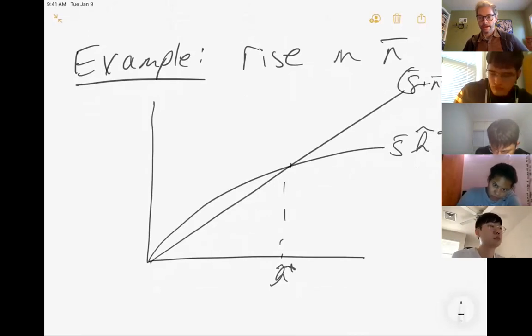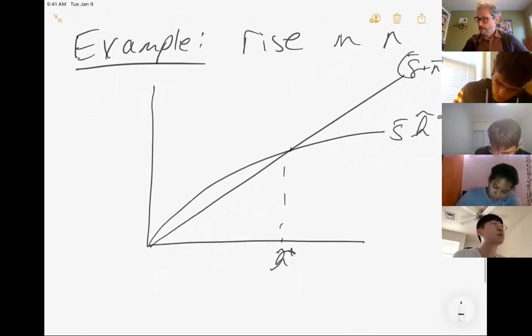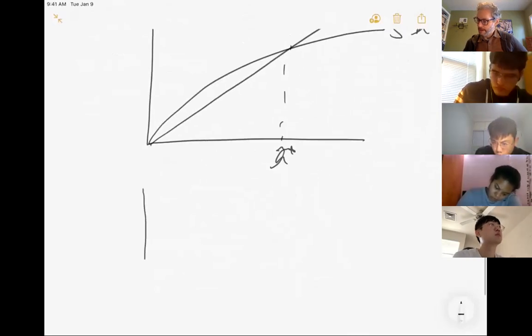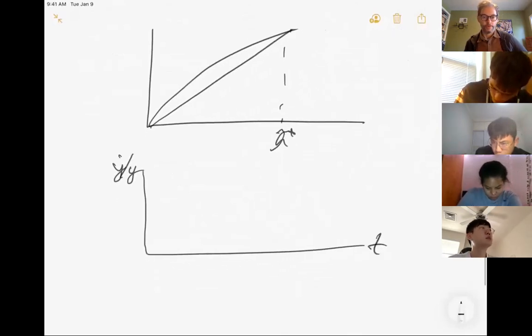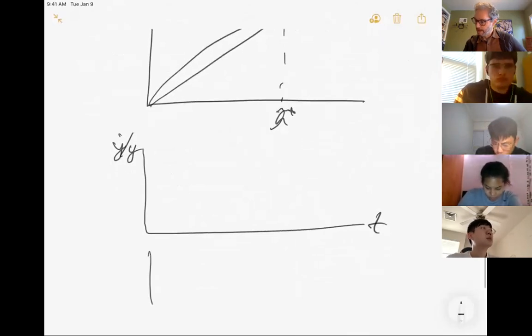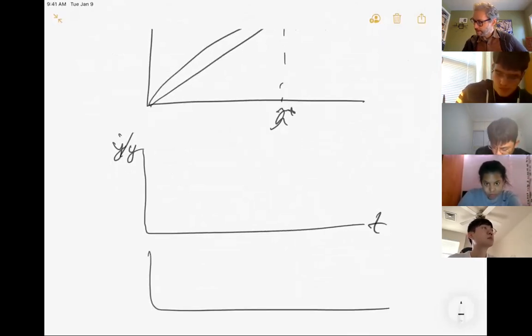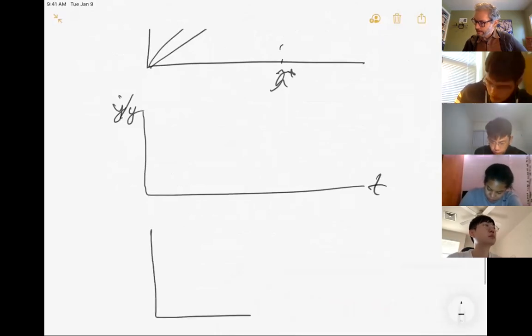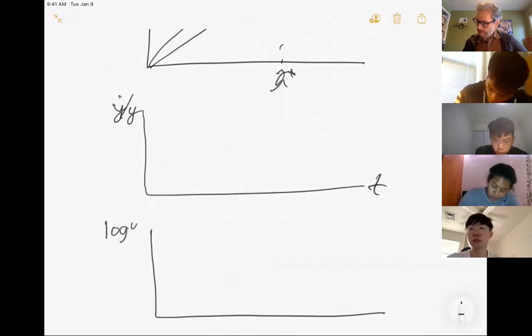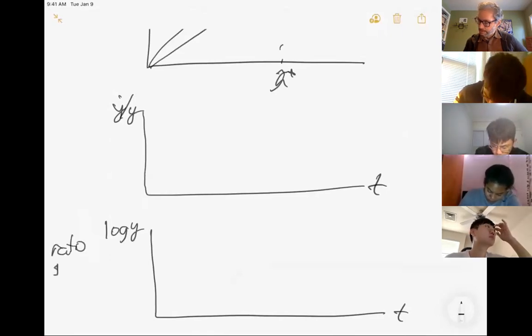So here's our Solow diagram. And I also want to do a diagram like we had yesterday, where we're going to look at the growth of per capita output over time. And then we're also going to look at the log of the level of output over time. So remember, by taking the log here, we're talking about things on a ratio scale.